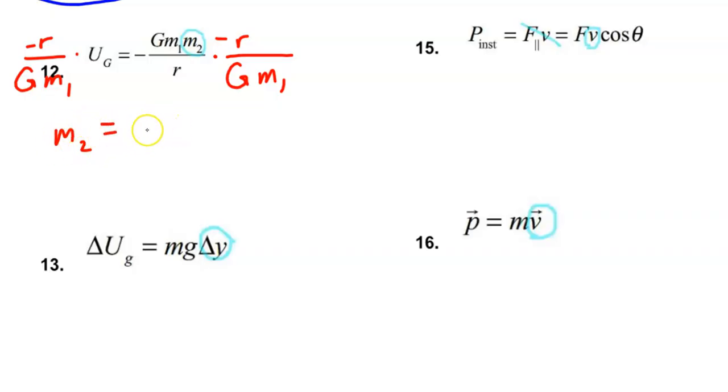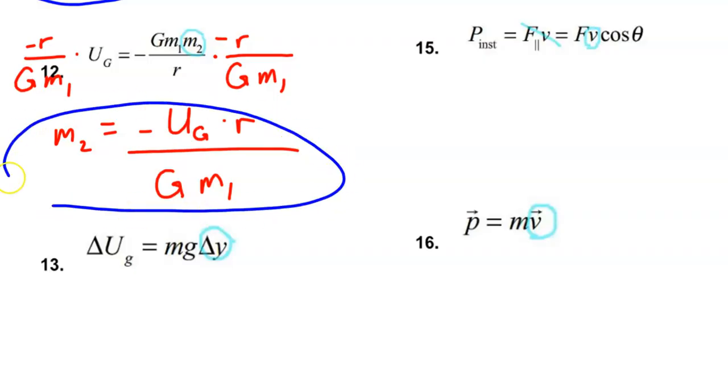M2 equals negative UG times R over G M1. It would also be correct if you wrote it like R times UG, like the order doesn't matter with multiplication. So there you go. So that is the solution to that one.